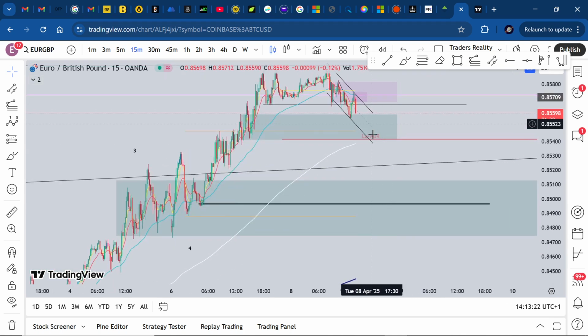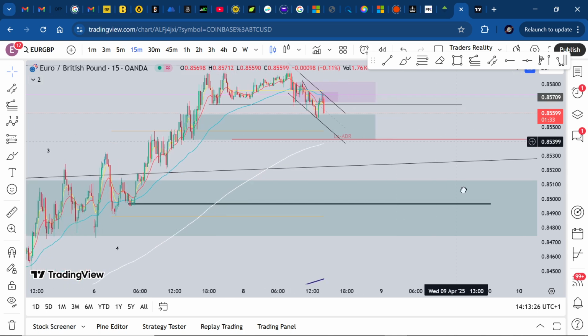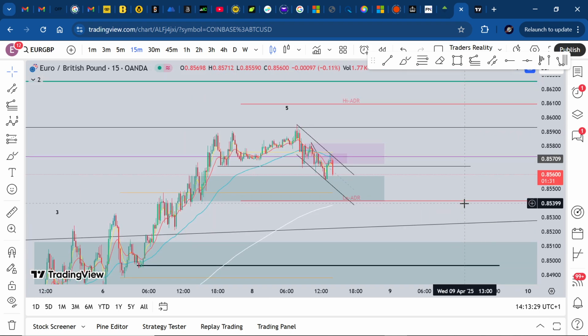And yeah, that's my analysis for EURGBP. Currently I'm looking at this demand zone, okay? And as price shapes up, I'll have more clues as to what's going on.